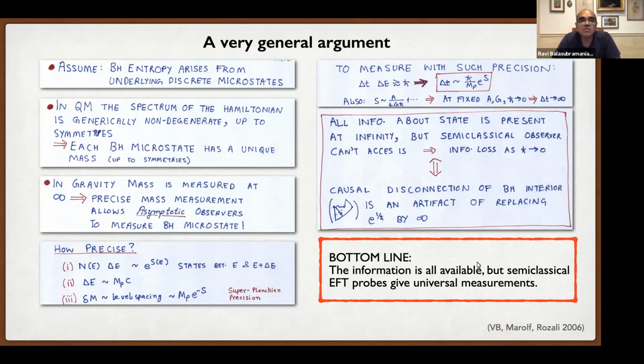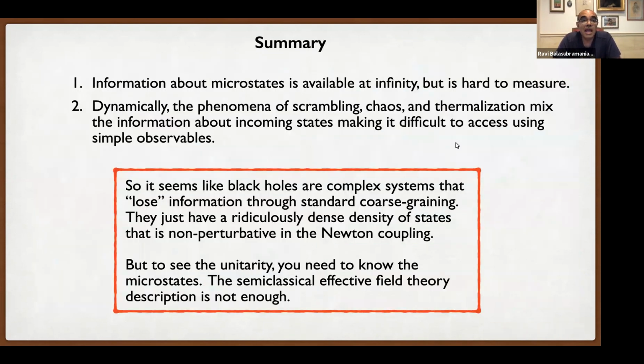Okay, and of course, to summarize further, that's in addition to what I just described. I've not described here the dynamical phenomena of things like scrambling, chaos, and thermalization, which makes things even more complicated, because this means that the dynamics of the formation of the black hole, of the microstates, mixes information about incoming states, making it very difficult to access using simple observables. So, as you know, there's been a lot of work in the last decade enumerating and understanding these kinds of dynamical phenomena that mix up the information of the states.